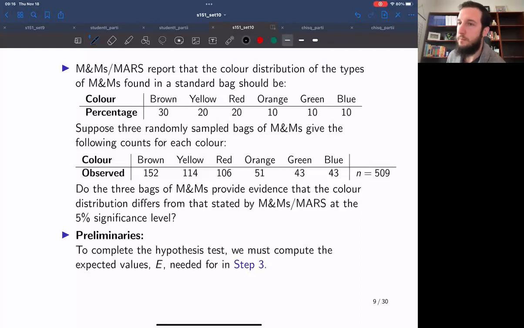The question is, do the 3 bags of M&Ms give evidence that the color distribution that M&M and Mars reports is actually not correct at the 5% significance level? So is there evidence that one of the percentages given in the first table is incorrect based off of the sample?